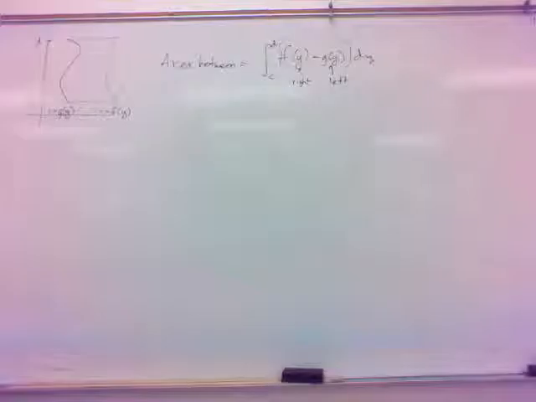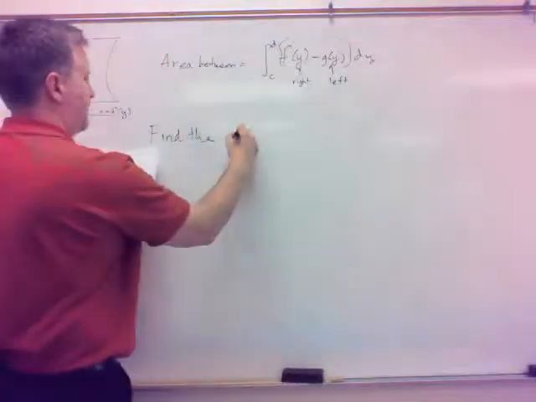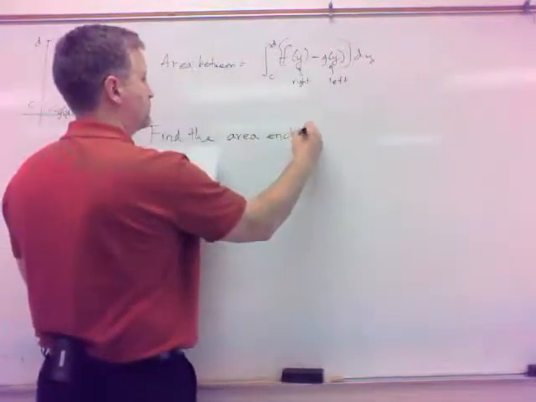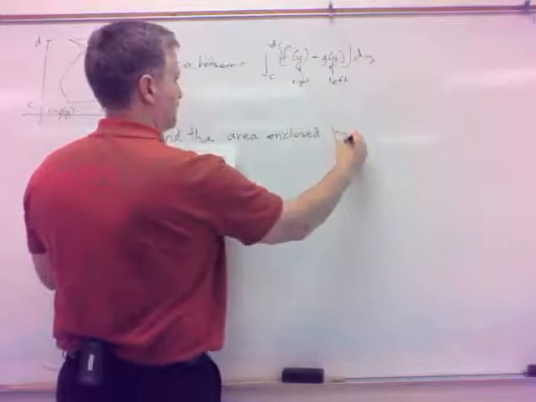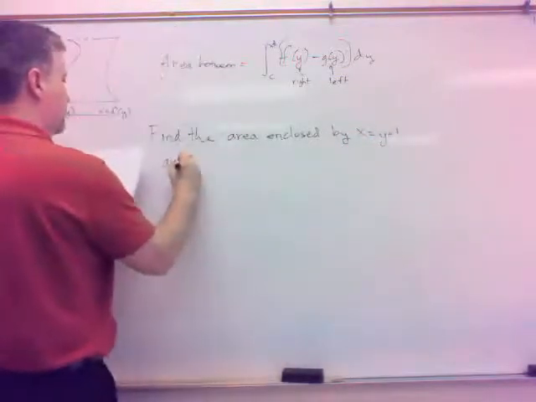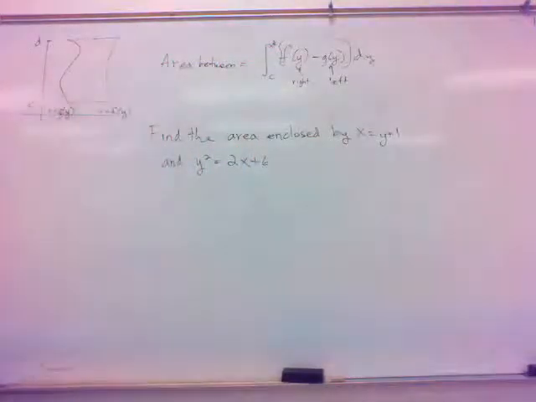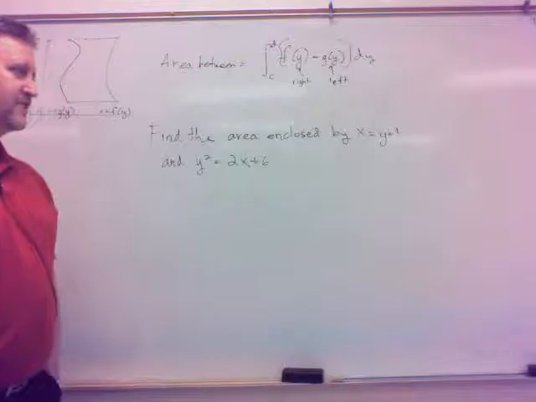All right, so let's do one of those. Find the area enclosed by x equals y plus 1 and y squared equals 2x plus 6. And I'm probably phrasing this question this way because that's one of the problems in the book, the way they phrase it too, because there's a couple of things on this.